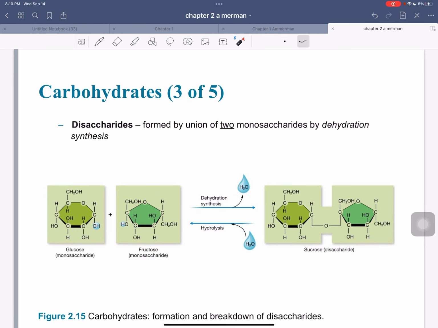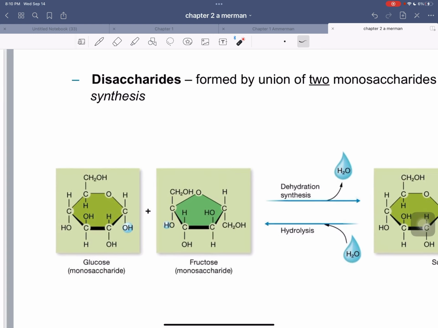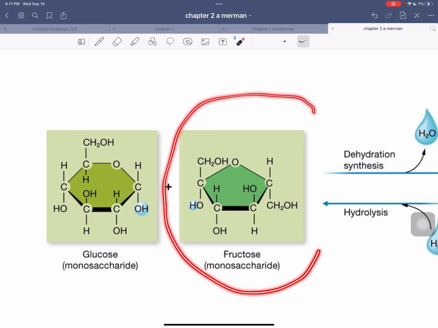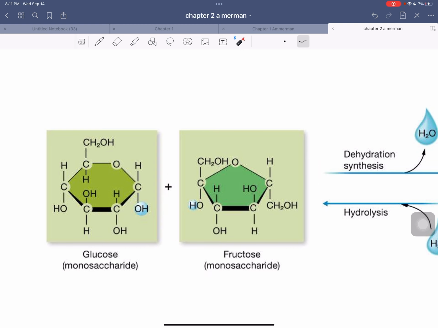Now, talking about monomers, well, if we start to attach them together, the monosaccharides, the basic sugars, we can form disaccharides. And disaccharides are formed by the union of 2 monosaccharides through the process of dehydration synthesis. So let's have a look. Let's zoom in. So here I'm going to take glucose, which is 1 monosaccharide, fructose, which is another monosaccharide, and I'm going to join them together. And by joining them together, I'm going to form a disaccharide.